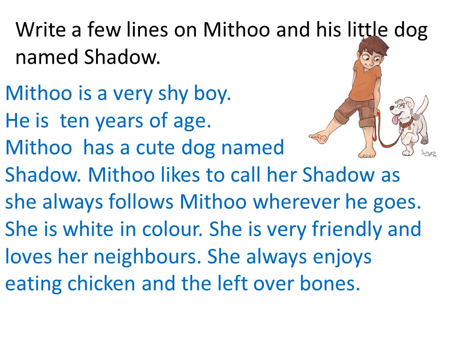Mithoo is a very shy boy. He is 10 years of age. Mithoo has a cute dog named Shadow. Mithoo likes to call her Shadow as she always follows Mithoo wherever he goes. She is white in color. She is very friendly and loves her neighbors. She always enjoys eating chicken and leftover bones.